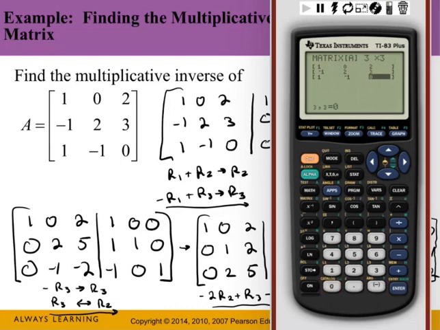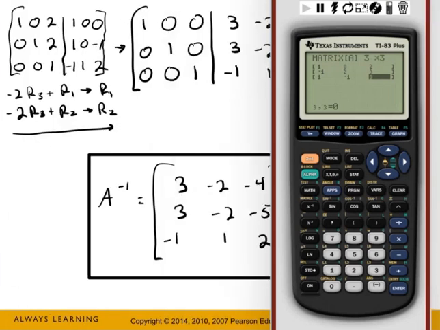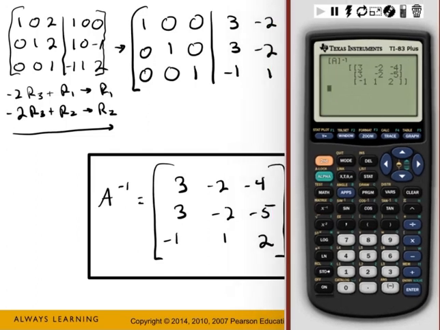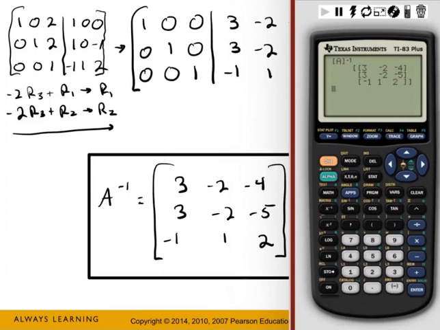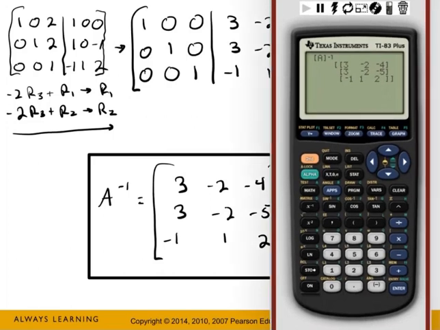All right. So if I go back to matrix, call on that, and I just hit to the -1, we should get the same thing. All right. 3, -2, -4, 3, -2, -5, -1, 1, and 2. That's good enough for me.